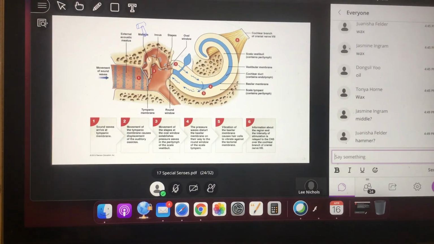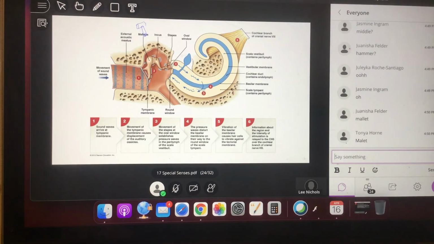Let's see if I can. The word malleus is a word for hammer, but there's a type of hammer that's directly named from the word malleus. What is a type of rubber hammer? Anybody know this one? A mallet. Yeah, a mallet. The word mallet is really almost directly from the Latin word for hammer.